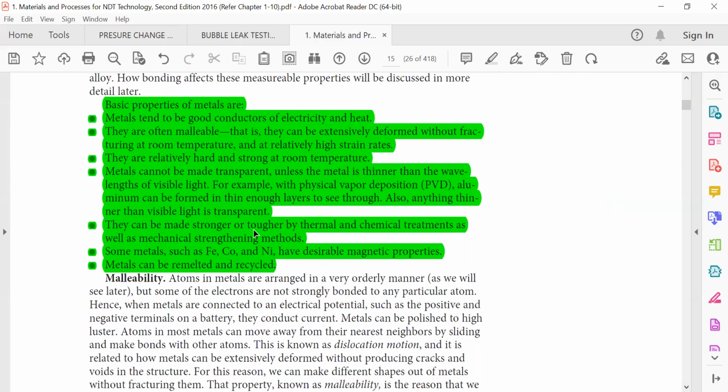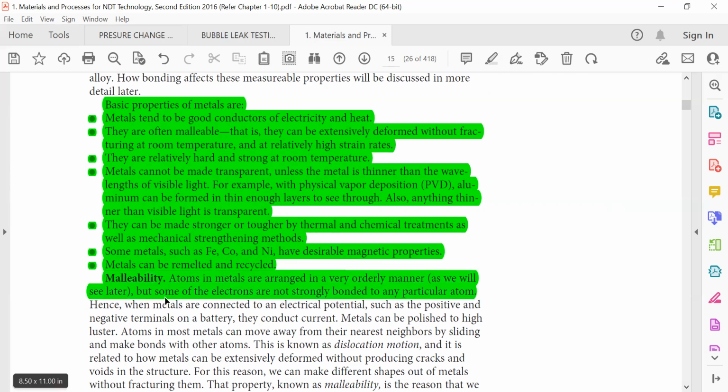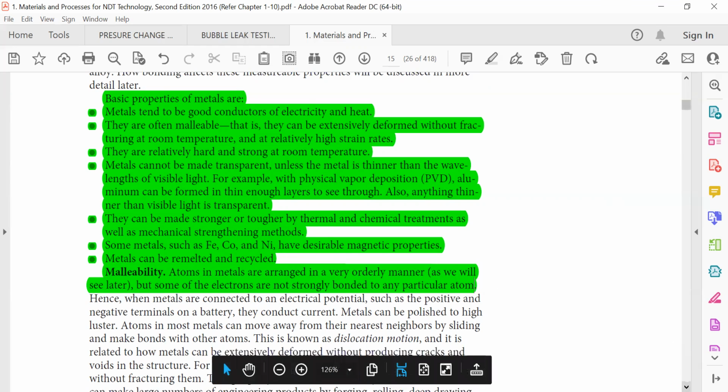They can be made stronger or tougher by thermal and chemical treatment as well as mechanical strengthening methods. Some metals such as iron, cobalt, nickel have desirable magnetic properties. Metal can be remelted and recycled. Malleability. Atoms in metals are arranged in a very orderly manner, but some of the electrons are not strongly bonded to any particular atom. It is a cloud of electrons.